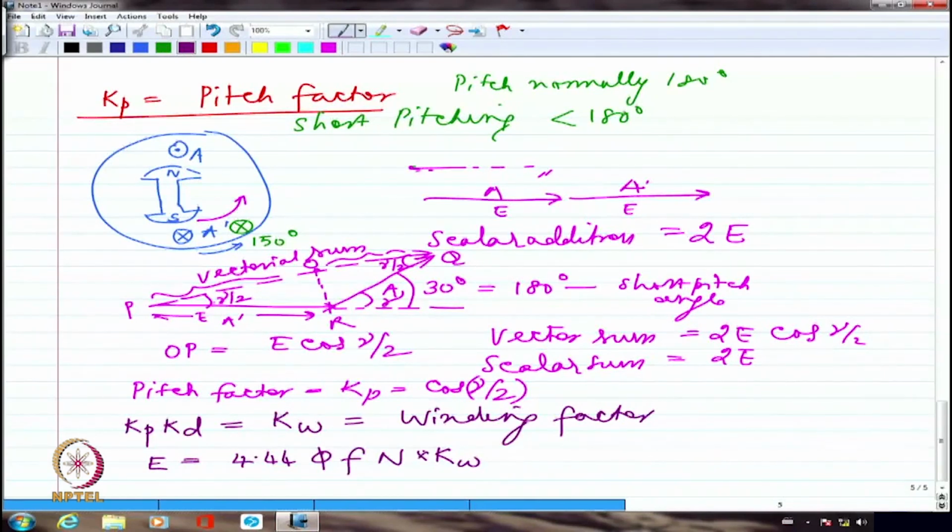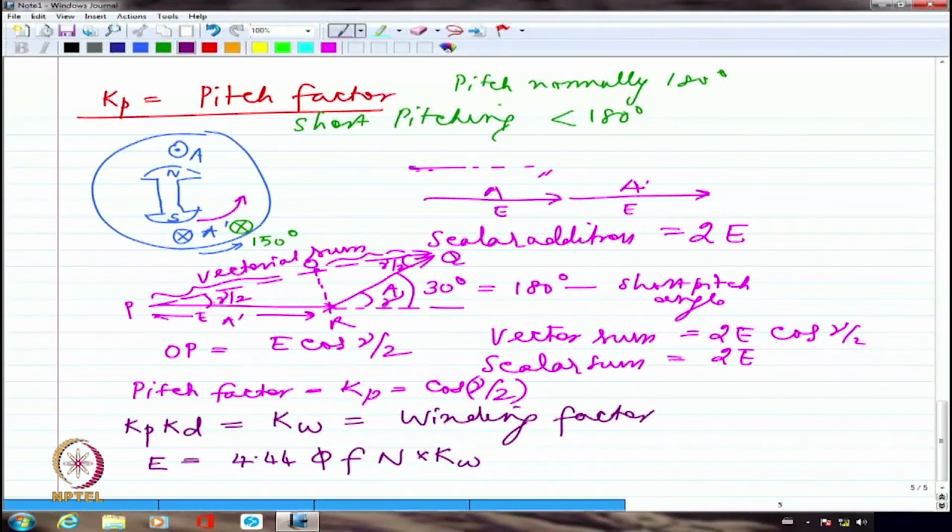So when I look at the transformer vis-a-vis an induction motor or synchronous machine, I will get a slight reduction in the voltage because of the distributed winding. But we would like to utilize the maximum portion of the iron effectively, and that is the reason why we are trying to put the windings throughout the slots. If we are able to do that, then we are essentially utilizing the entire surface of the rotor as well as the stator. That's the reason why generally we distribute it, right?